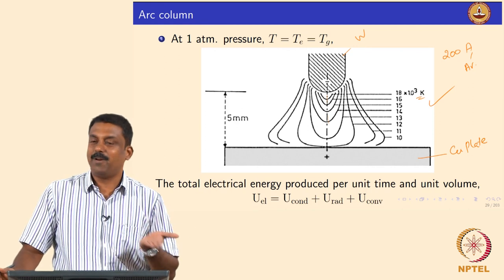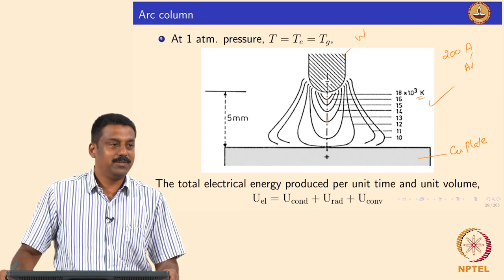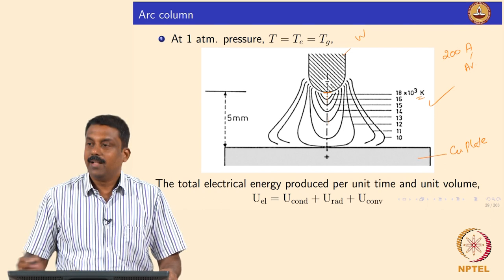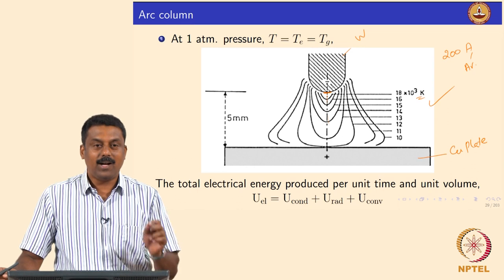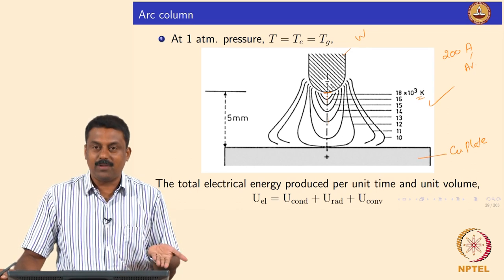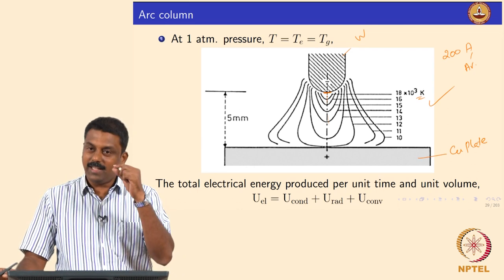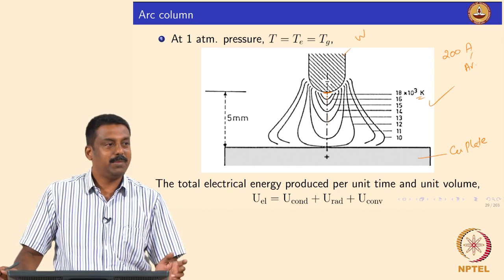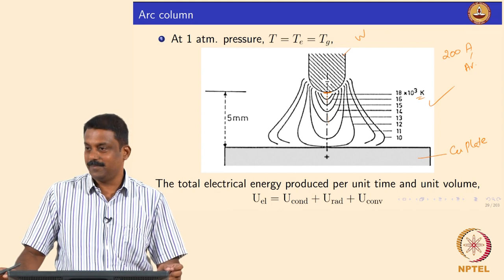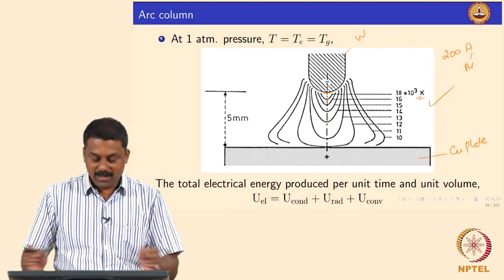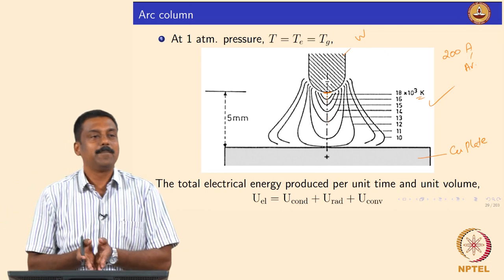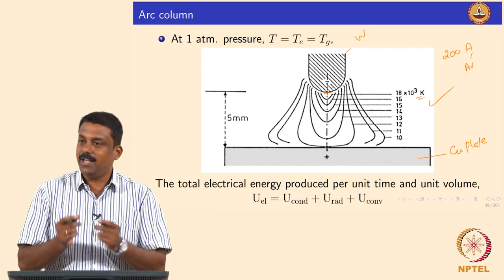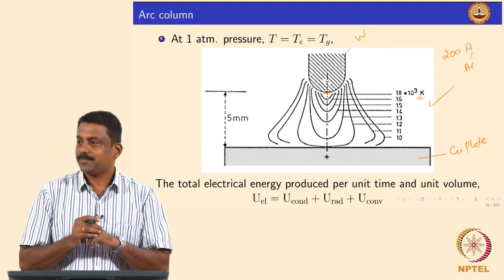Because of the formation of the cathode fall zone. When you say the arc column, in this case it starts from the cathode fall zone. The cathode fall zone is a very tiny area, 10 power minus 8, 10 power minus 7. That is what you are exposing. And this tungsten is conducting heat very effectively, as well as the exposure is towards a very tiny area.